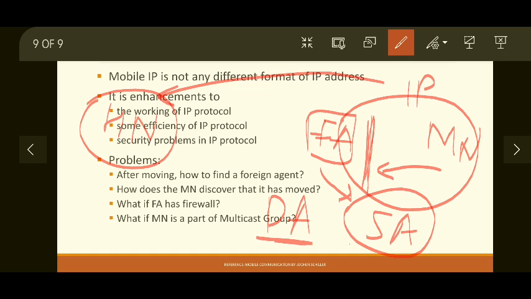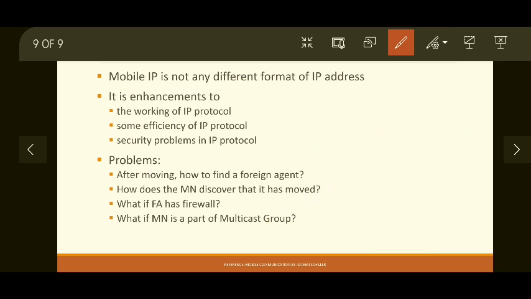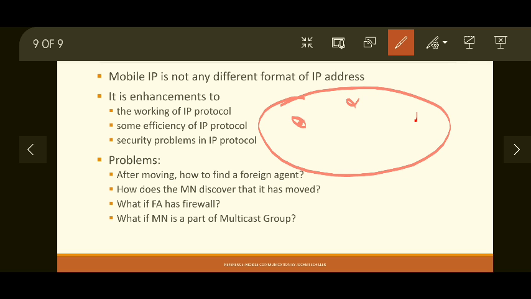Now fourth issue, what if the mobile node is part of a multicast group? What is a multicast group? Multicast means a packet is delivered to a selected number of nodes. A multicast group is a group of nodes. Let's say there are 5 nodes. This is multicast group 1. Whenever a packet arrives for this particular multicast group, the router will forward this packet to all 5 nodes.